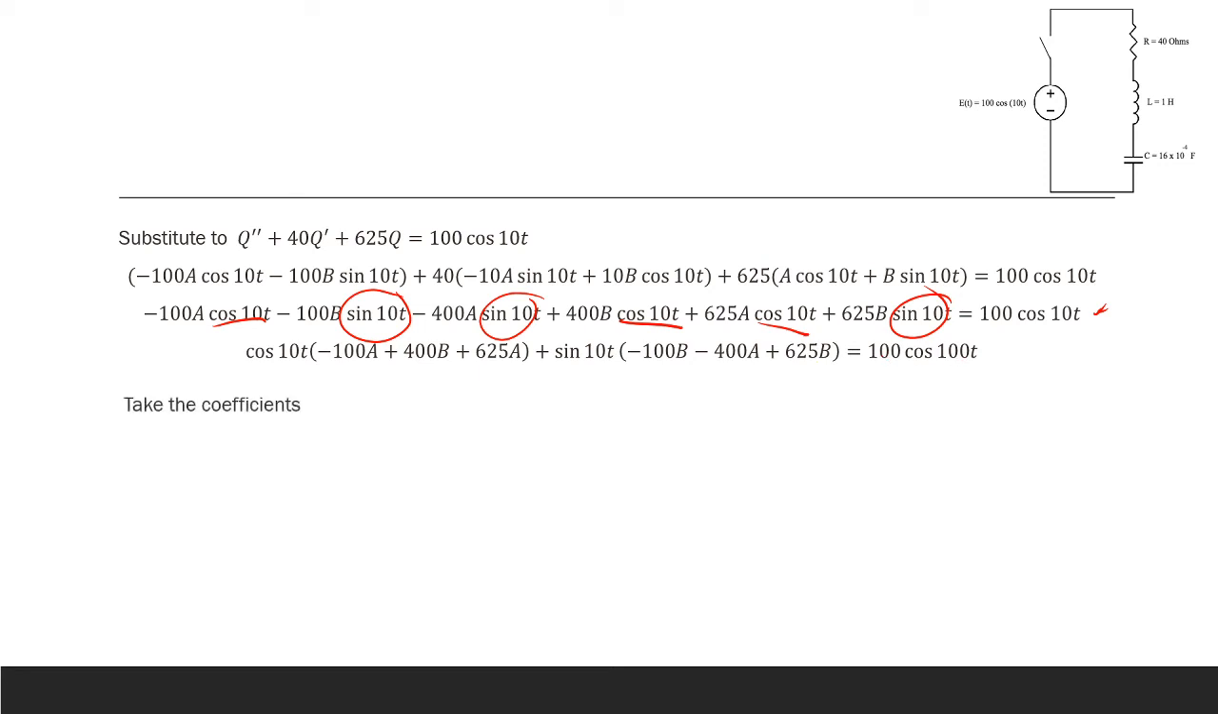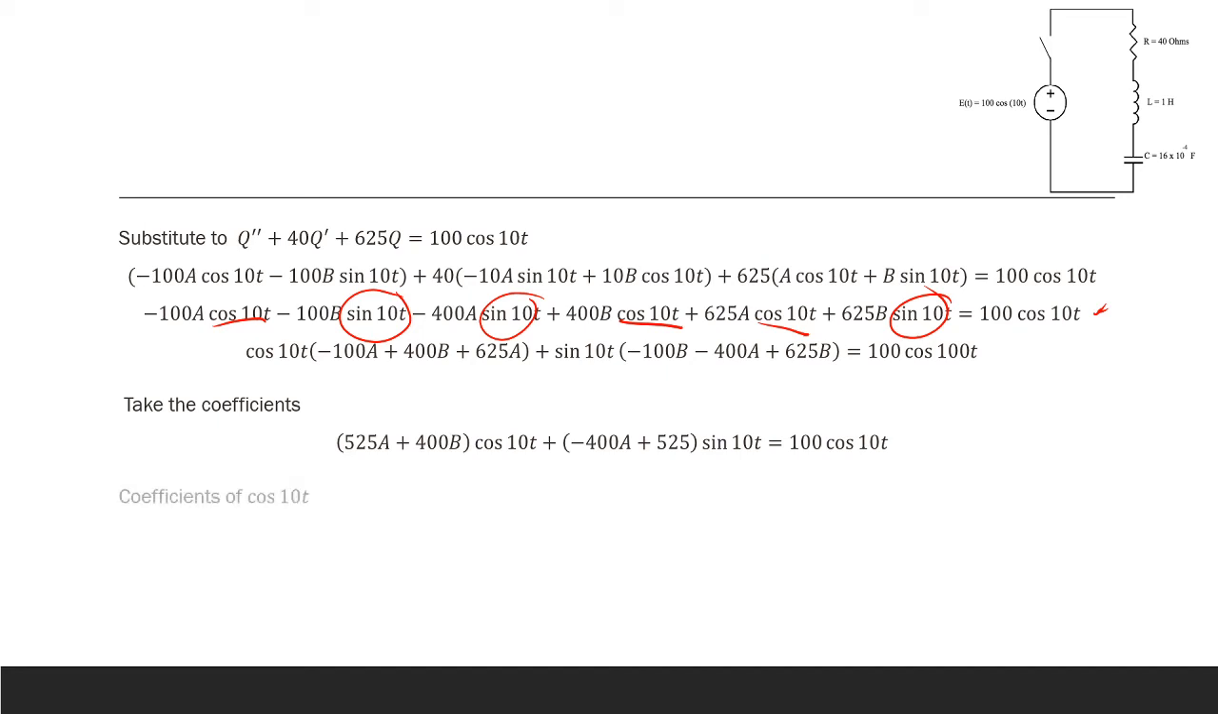So, simplify natin. Pag samasamahin na lang, this is negative 100A minus 625A, tapos negative 100B plus 625B. Then, we take now the coefficients. We have first the simplified version: 525A plus 400B cosine 10T plus negative 400A plus 525B sine 10T is equal to 100 cosine 10T.